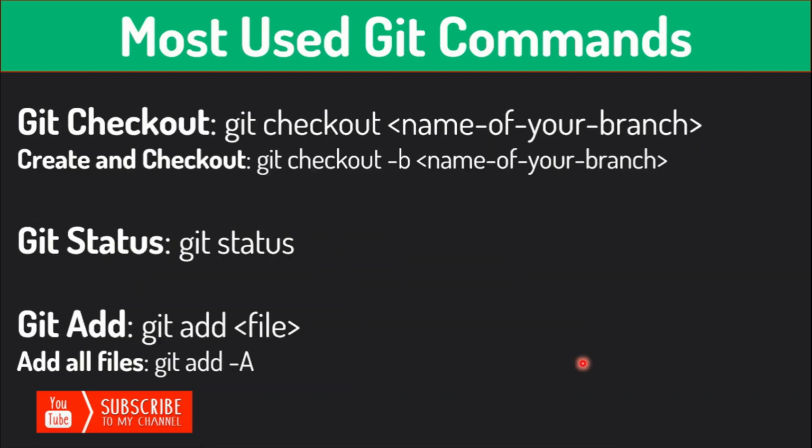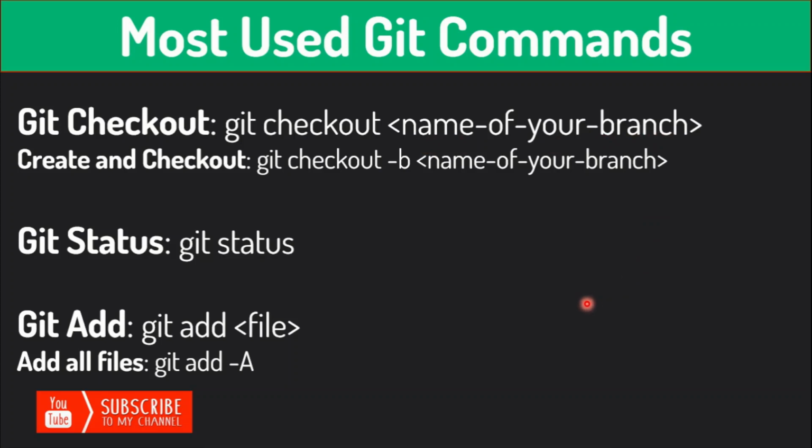Next is git checkout. To work in a branch, first you need to switch to it. So we use git checkout mostly for switching from one branch to another branch. We can also use it for checking out the files and commits as well. The syntax for that is git checkout and the name of the branch that we want to check out.